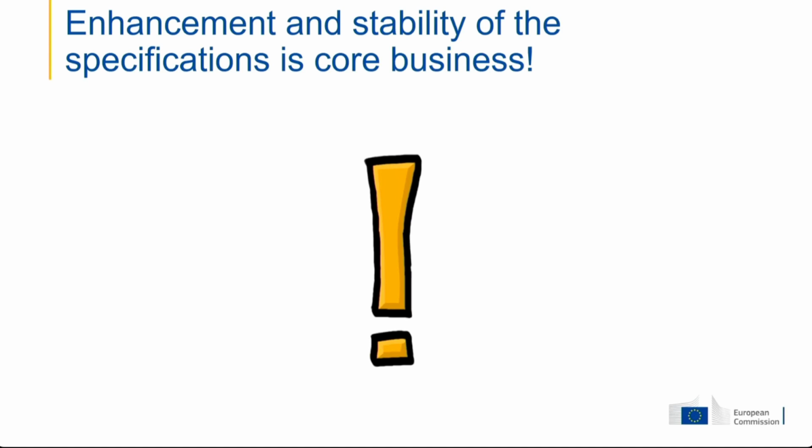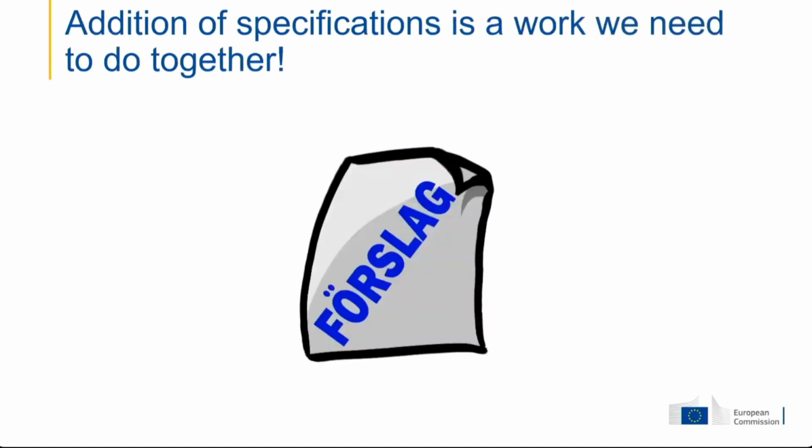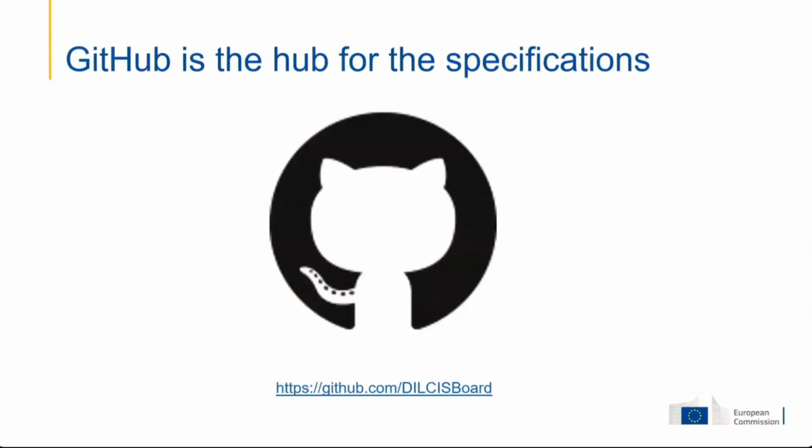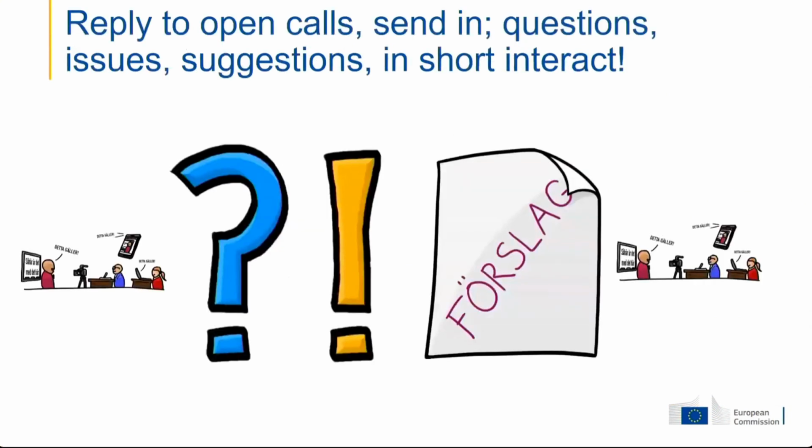And adding more, on the next slide, is something that we need to do together. I know a lot of things, but I most certainly don't know everything. So the people who know the information need to take part. So how to engage with the specifications, now and in the future? Well, on the next slide, GitHub is where we publicize the specifications. If you have an account, you can interact in more ways than if you don't have an account, but they are there. You can give comments, and if you go to the next slide, we have open calls.